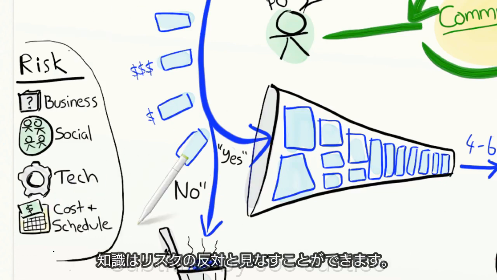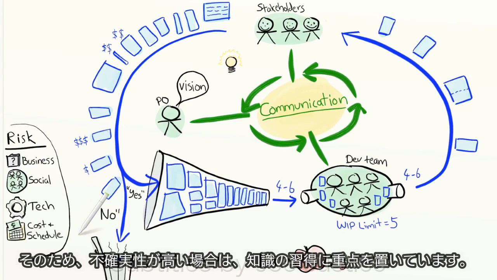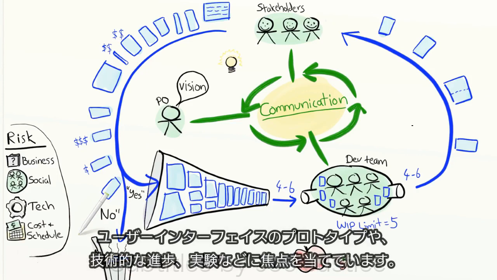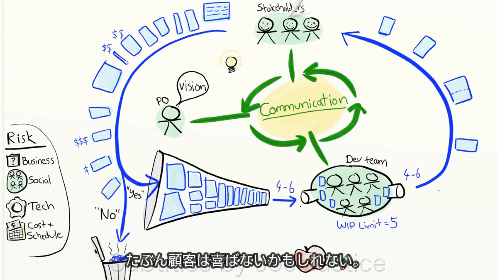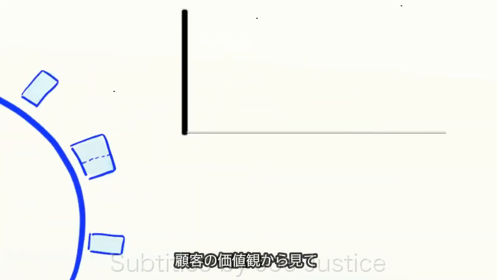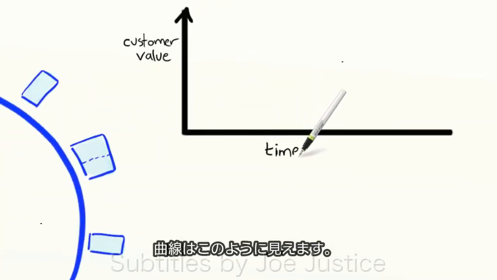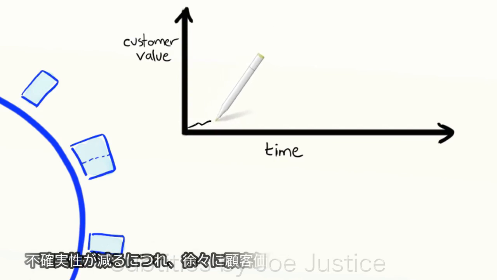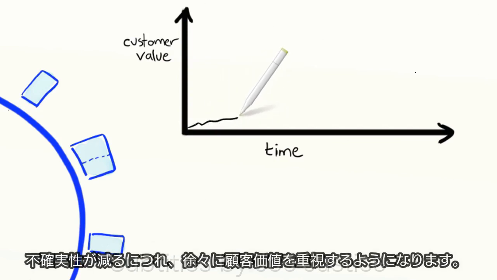Knowledge can be seen as the opposite of risk. So when uncertainty is high, our focus is knowledge acquisition. We focus on things like user interface prototypes and technical spikes or experiments. Maybe not too exciting for the customers, but still valuable because we are reducing risk. From a customer value perspective, the curve looks like this in the beginning. As uncertainty is reduced, we gradually focus more and more on customer value.